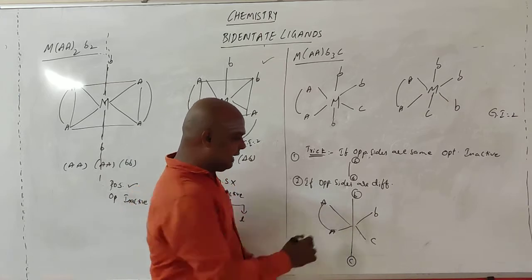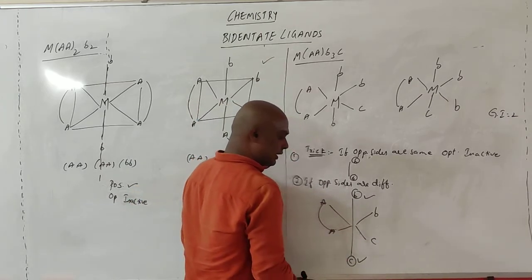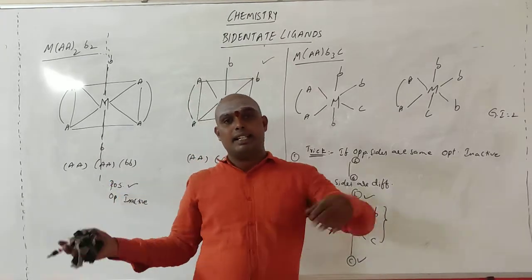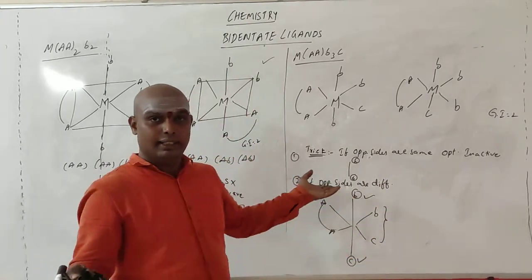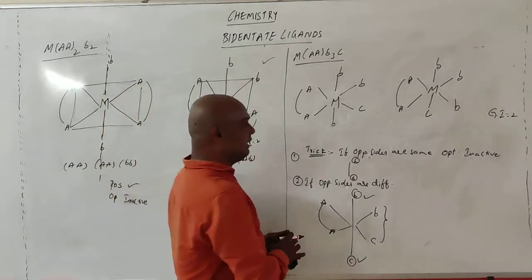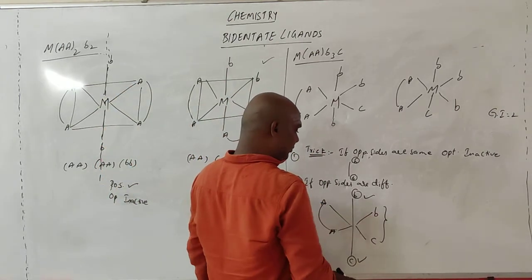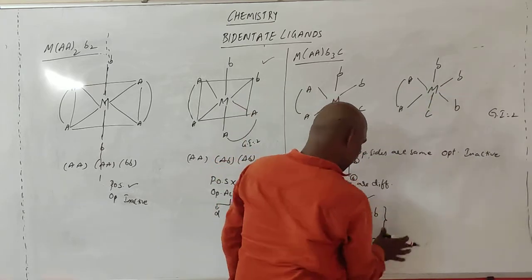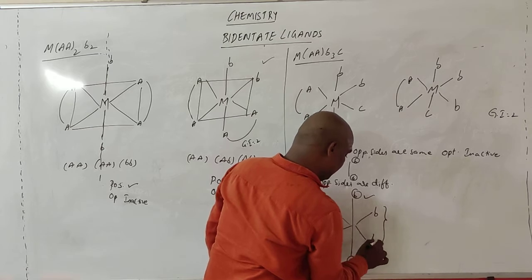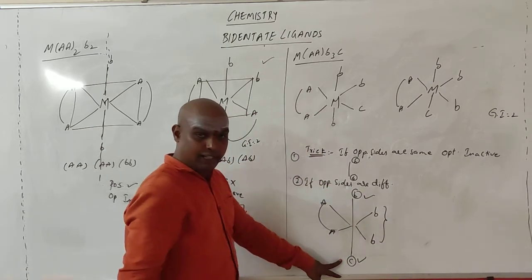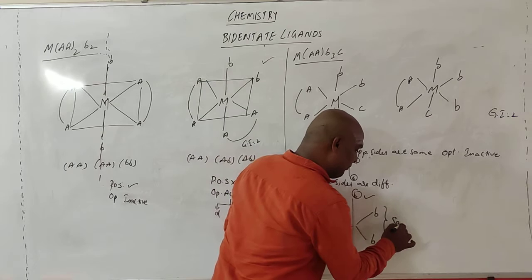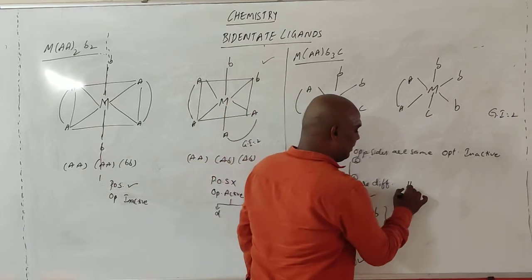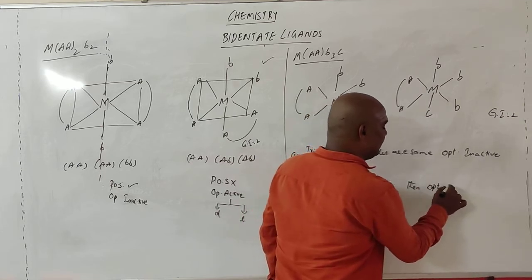If opposite sides are different, then check right side and left side. Okay? If right side and left side are same, or if these are different, let me take this example. Okay? This is B comma B. If opposite sides are different, this is same, this is same, then optically inactive.